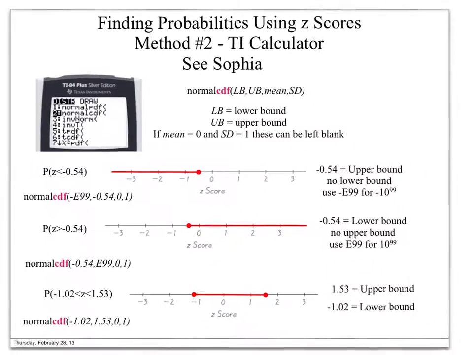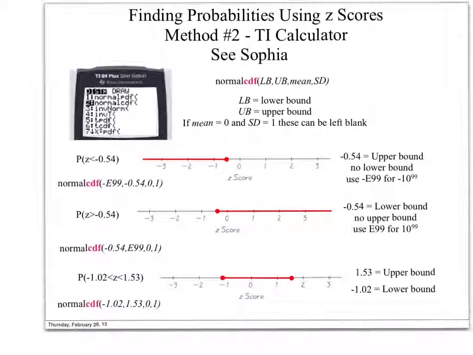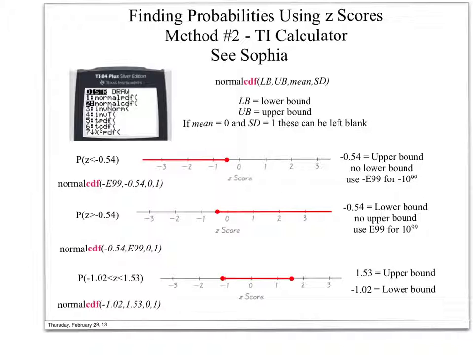Probably the best and easiest way to find these areas is to learn how to use the TI calculator. And I do have a video showing that on Sophia. So I'll just walk you through the syntax for the commands. What you have to do is access the distributions on the calculator, and the video on Sophia shows you how to do that. And what you want is the distribution called normal CDF. Be careful that you don't pick the normal PDF. You can see right here there are two normal distributions. One of them has a P and the other one has a C. The C is the one you want because C stands for cumulative.